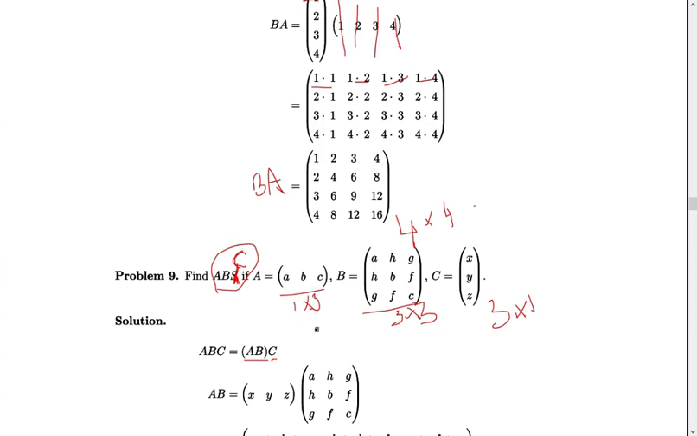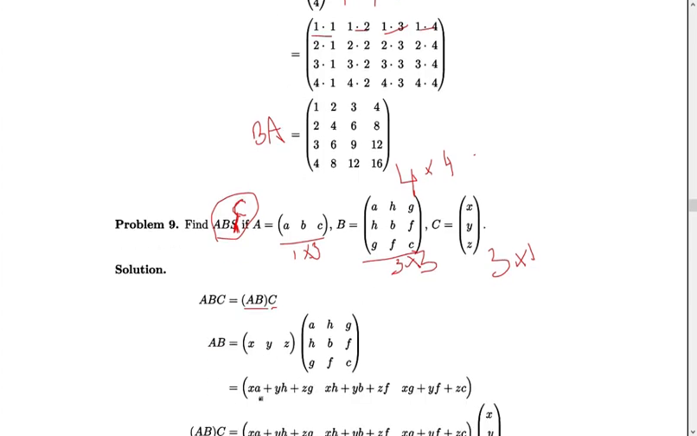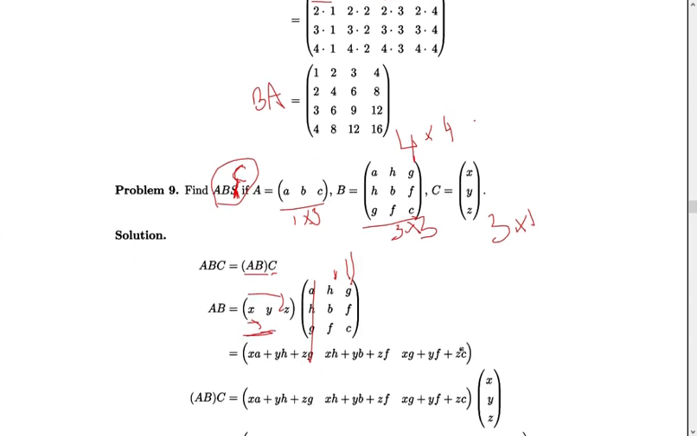AB is 1 by 3 into 3 by 3, and the output will be a 1 by 3 matrix. So AB is equal to XYZ and so on. Taking these values and multiplying them gives the first element, then the second, then the third. The output is a 1 by 3 matrix: one row and 3 columns. So the output of AB is this 1 by 3 matrix.